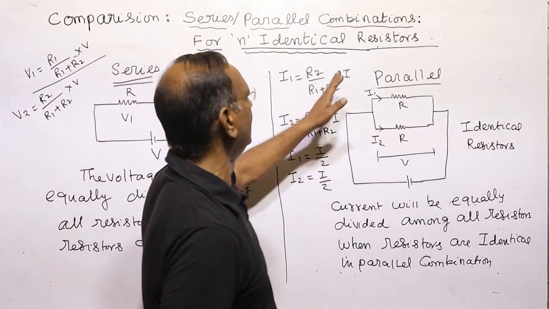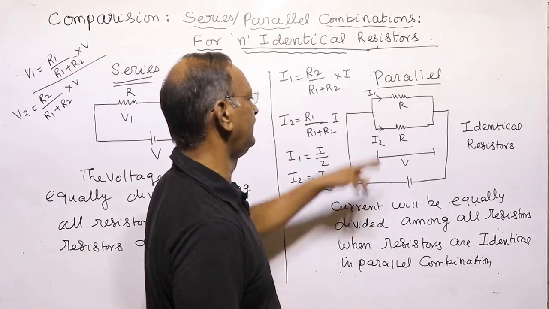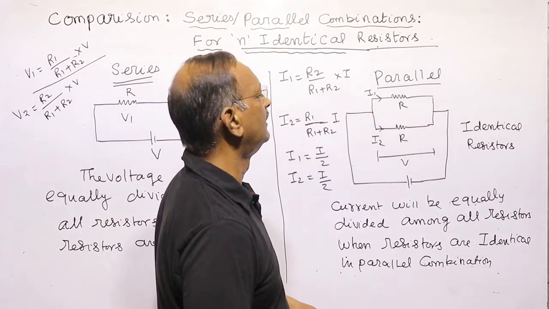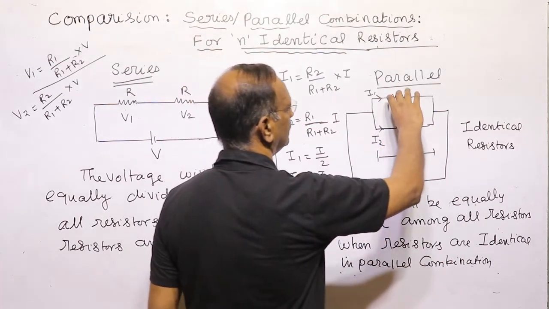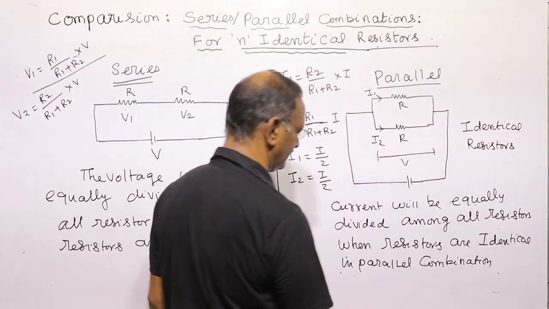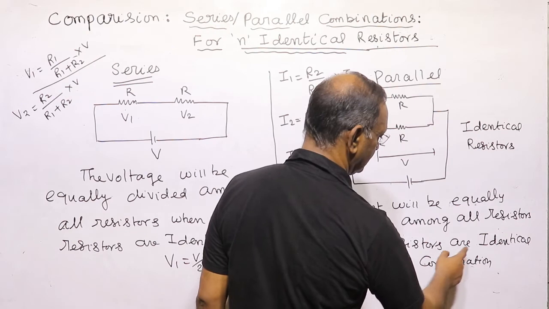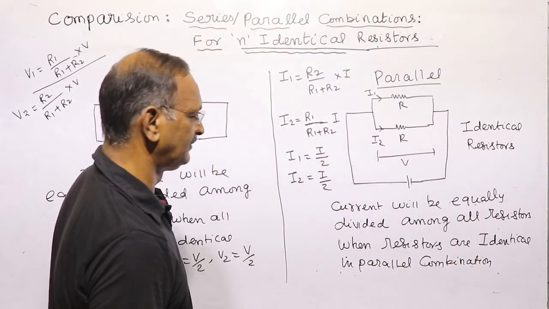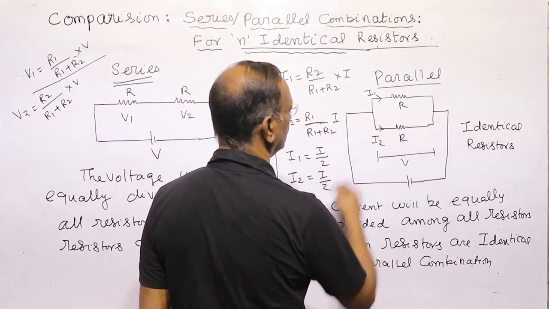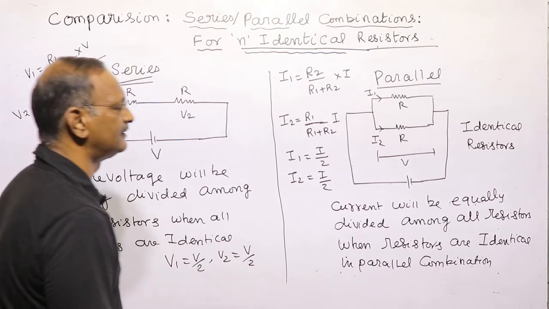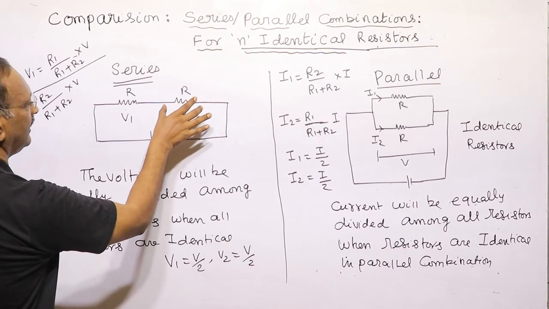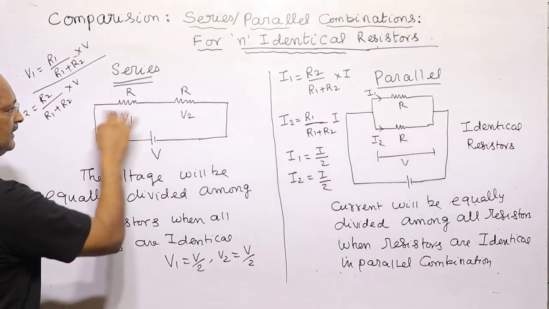Therefore, for n identical resistors, see this is R, both are identical resistors, two resistors connected in parallel. Current will be equally divided among all resistors when the resistors are identical in parallel combination. That is, I1 is equal to I by 2, I2 is also equal to I by 2 for identical resistors connected in parallel. For series, this is also an identical resistor, this also an identical resistor connected in series.